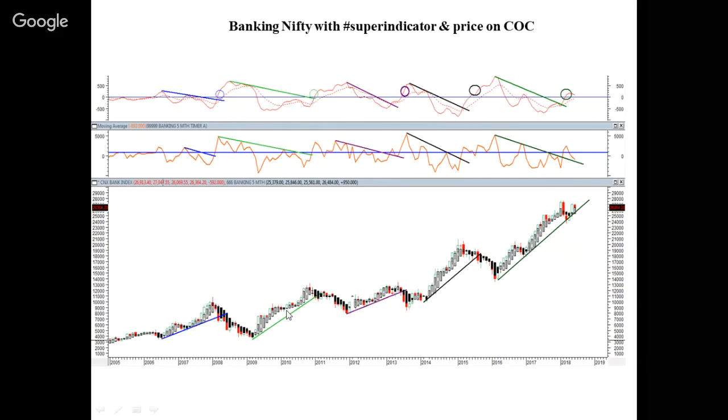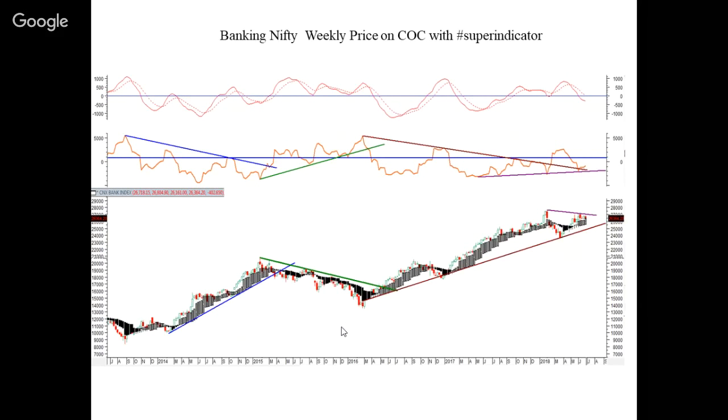So in this slide, let me just repeat. We overlap the price chart on the COC chart. Every time the price came to the lower end of the COC chart, we had a low cost entry to the market as long as the previous trend was maintained. Now we go to the next slide. Now, as you said last time when you asked me how to use it in your trading system, this is the same thing on a weekly basis.